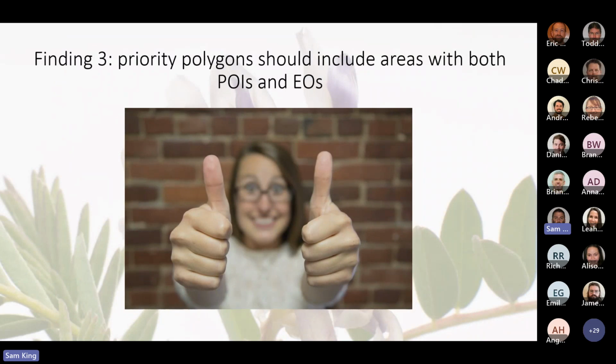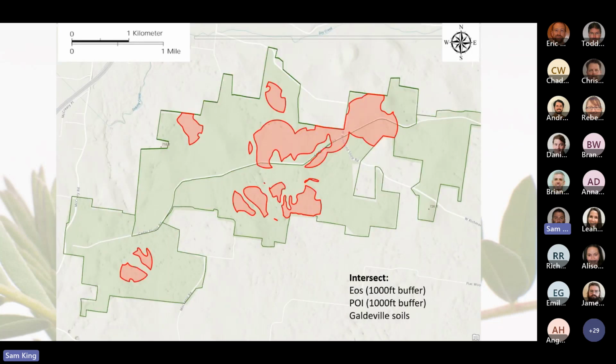Polygons really need to include both the restoration points and the element occurrences. So what we did was do an intersect between our element occurrences, or those rare species, with a buffer, as well as the points of interest with a buffer, and the gladeful soils. And what you see here in red are where all three of those things intersect. So that would be kind of the objective way to look at where we should start spending this grant money.